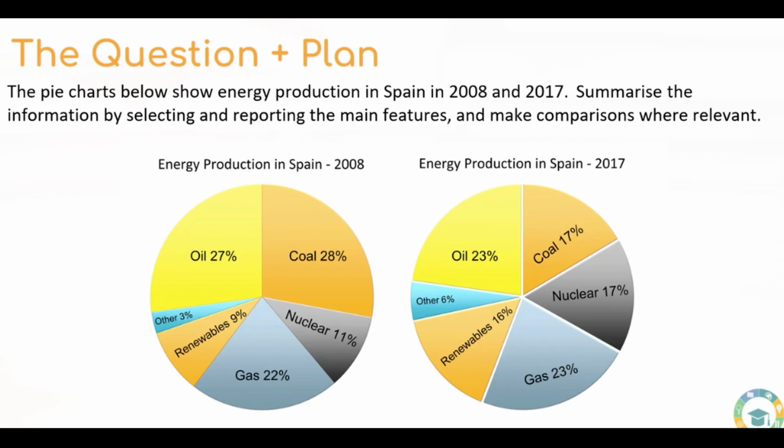In comparison, in 2017, I can see that oil and coal have both decreased. Nuclear's increased by 6%, gas increased by 1%, renewables and other, it looked like they both nearly doubled. So that's just me quickly taking a shot at the data and getting a better idea of what I will need to write in my report. It's now time for me to write a quick plan.